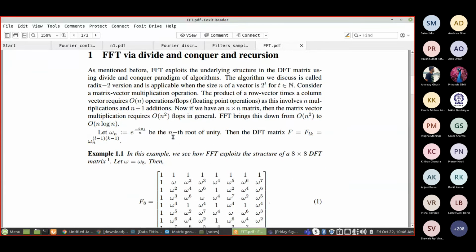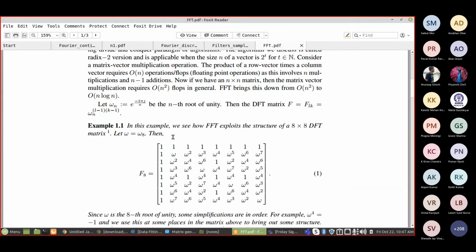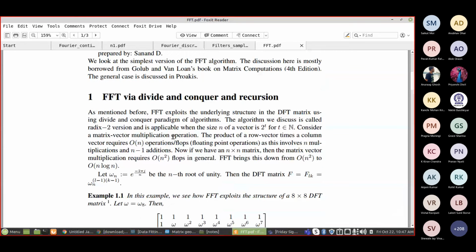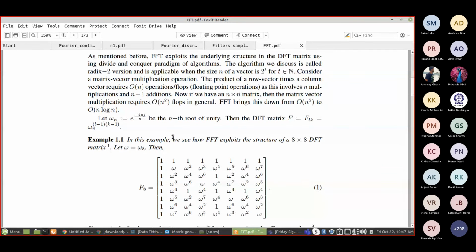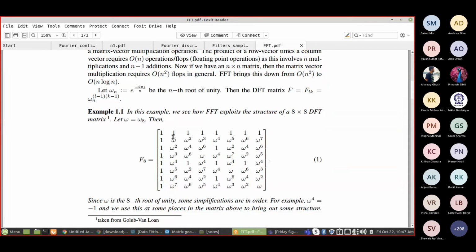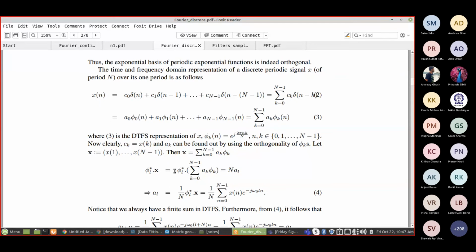All right. So with that short summary, let us start the FFT algorithm. Let me show the formula for DTFS.